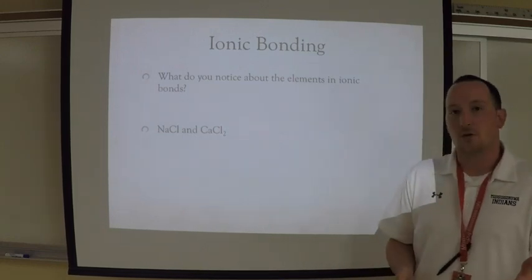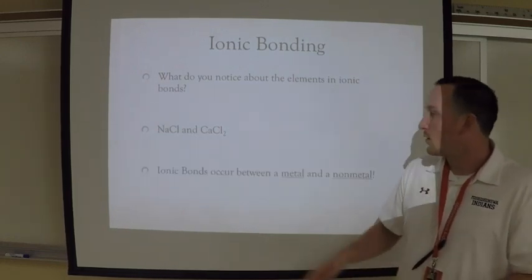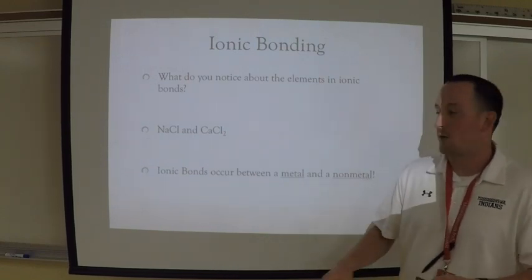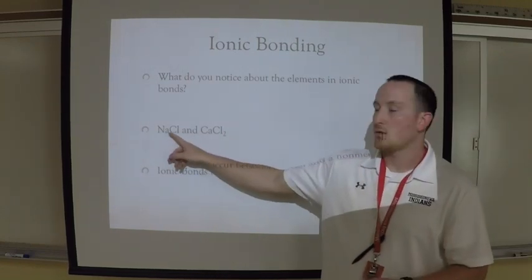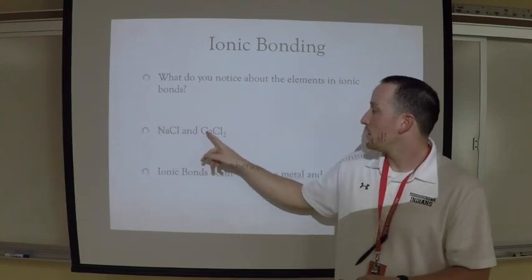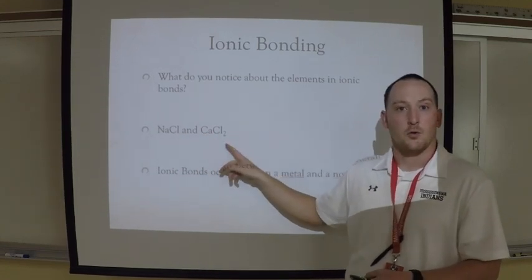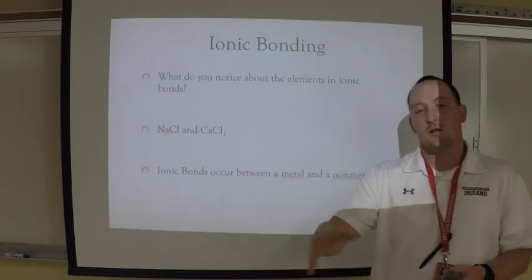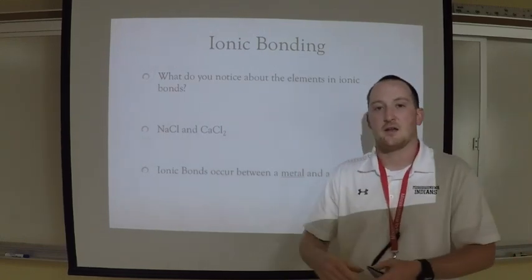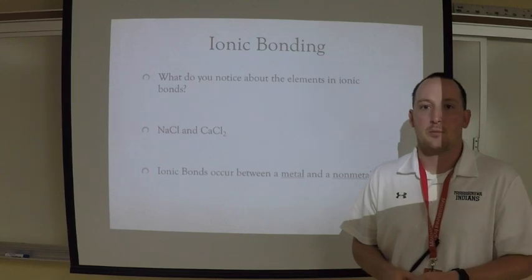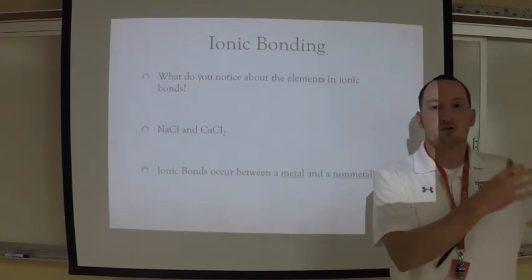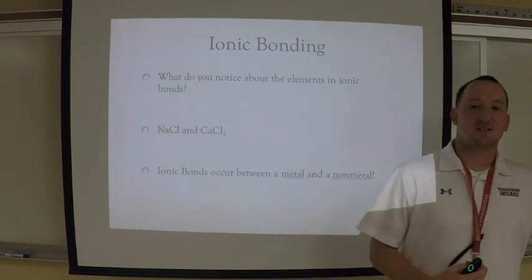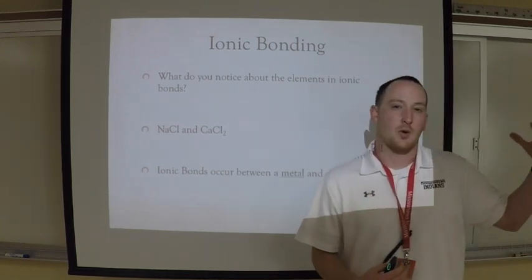But what I want you to notice is that ionic bonds always occur between a metal and a nonmetal. Sodium is a metal, chlorine is a nonmetal. Calcium is a metal, chlorine is a nonmetal. So you're always going to have ionic bonds happen between a metal, which is an element to the left side of that staircase on your periodic table, and a nonmetal like chlorine, which is an element on the right side of the staircase in that upper right-hand corner.